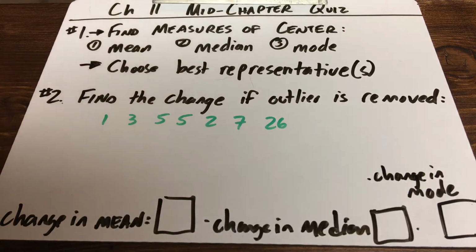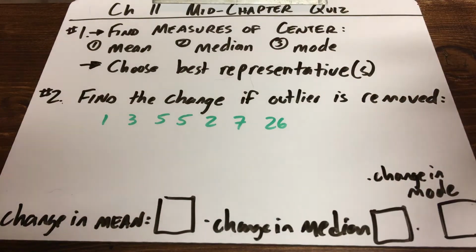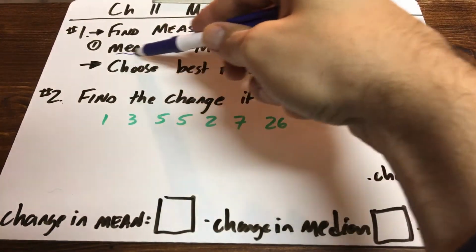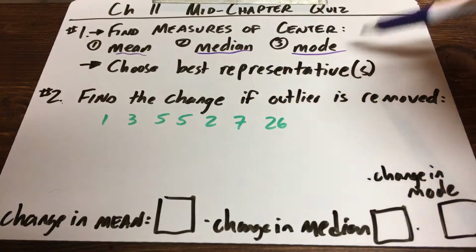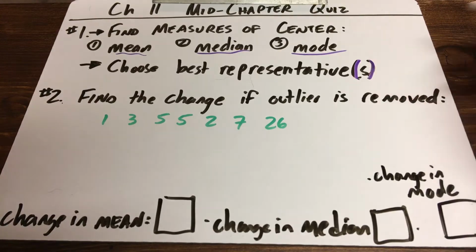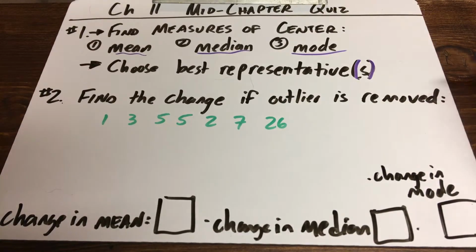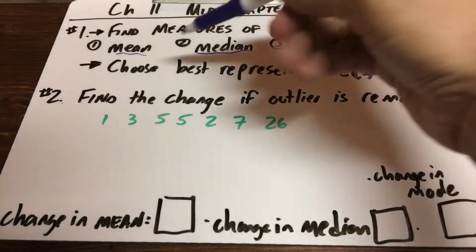The first question is going to look very similar to the one on the online questions today. It says, find the measures of center: mean, median, and mode. It's going to give you a list of numbers. It's going to say, find the mean, find the median, find the mode. And then it's going to say, pick the best representative or representatives. I didn't put any numbers on the list for us to calculate because I figured we already know how to do it.